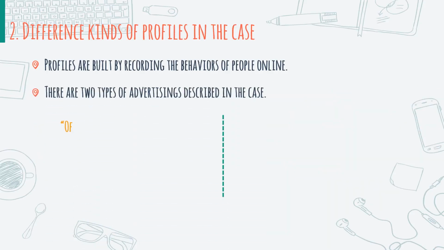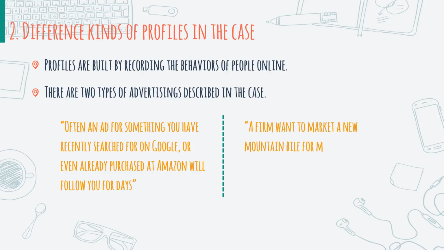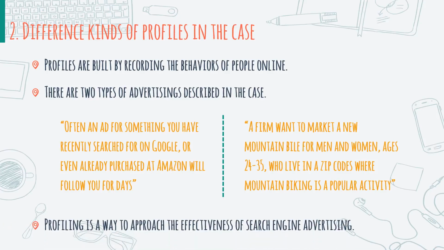The first one is often an ad for something you have recently searched for on Google or even already purchased at Amazon, which will follow you for days. The second one is a firm that wants to market a new mountain bike for men and women, ages 24 to 35, who live in zip codes where mountain biking is a popular activity. For online display advertisers, profiling is a way to approach the effectiveness of search engine advertising by displaying banner ads that are of interest to the consumer.